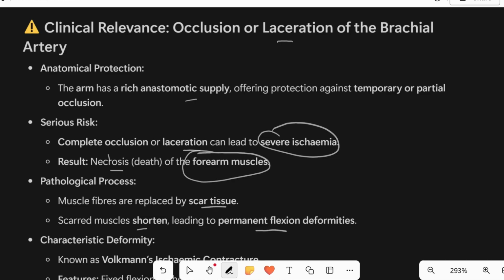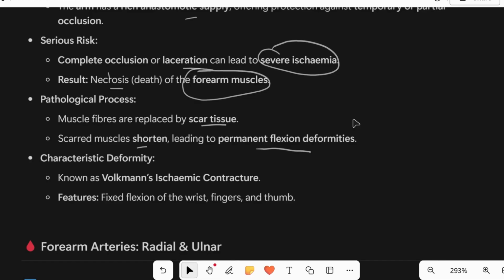And there is a specific name for this pathology known as the Volkmann ischemic contracture or the VIC. So what it results in clinically is fixed flexion of the wrist, fingers and thumb.